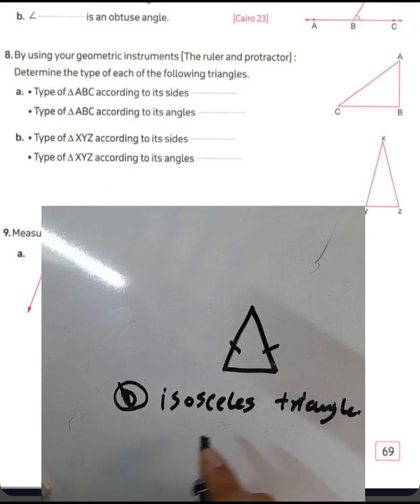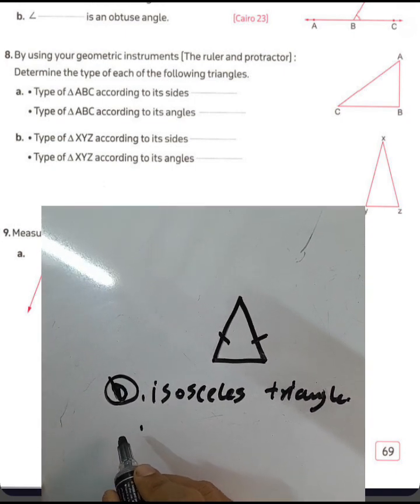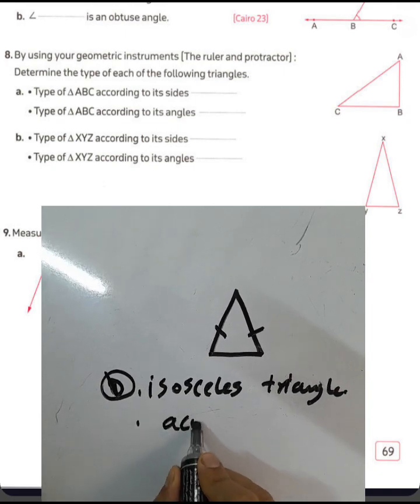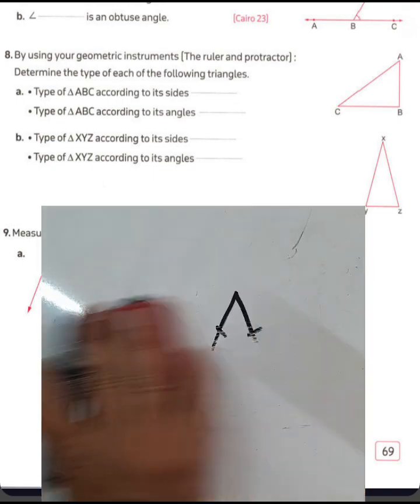And what about according to the angles? We call it an acute triangle. It's an acute triangle.